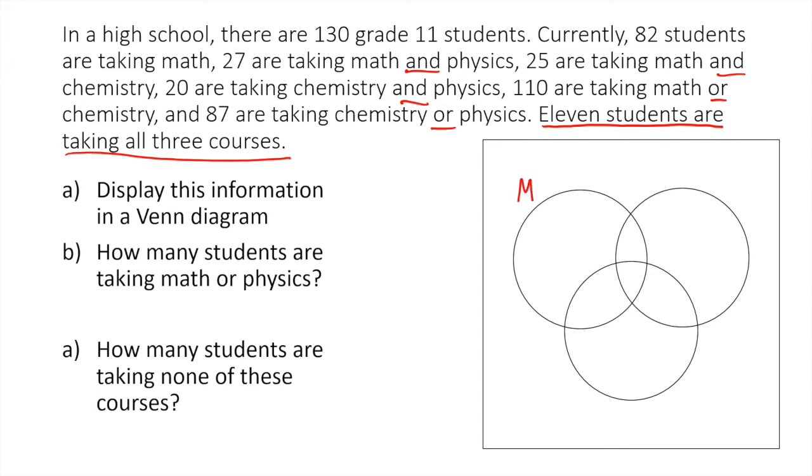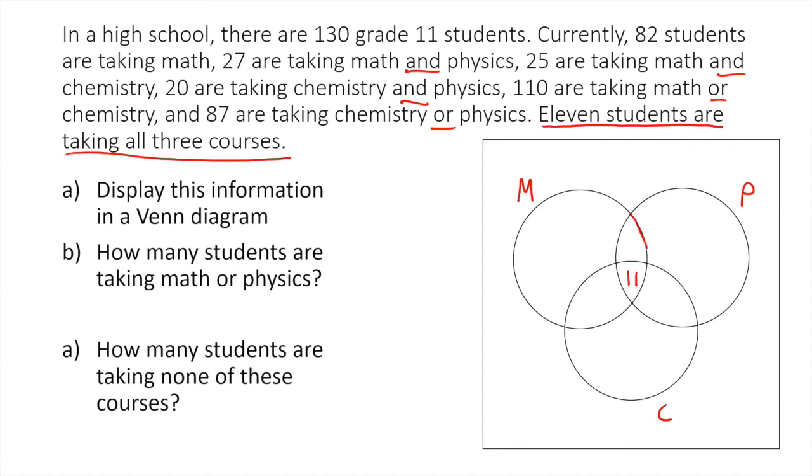We'll call the first circle math, the second circle physics, and the third circle chemistry. We know that the total should be 130, so we'll address that later. We know that the middle has 11 students. Perfect. Now we can look at the 27 that take math and physics.